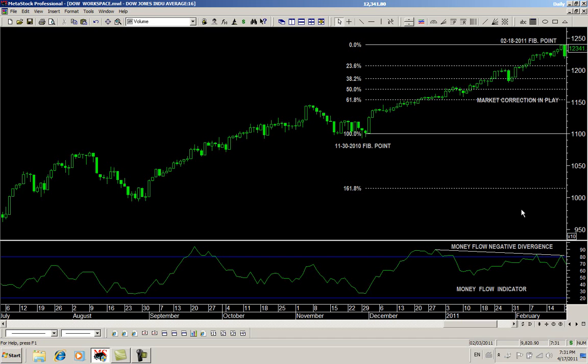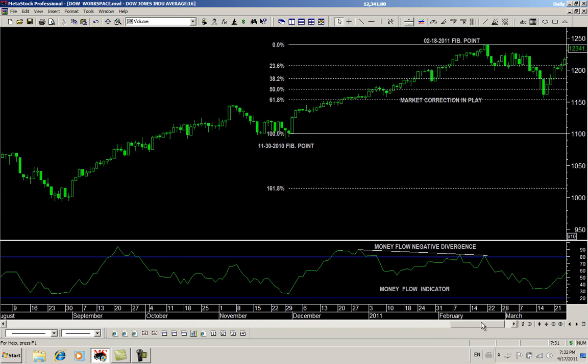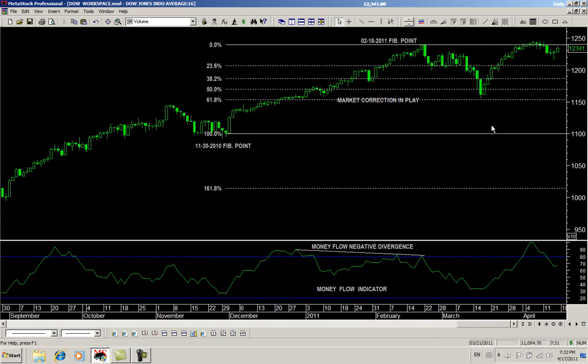However, there would be. And sure enough, as we move forward in time, what happened is that the markets did correct. And right here, it found 61.8% retracement. And subsequently, prices have moved up again at about the zero level right here.